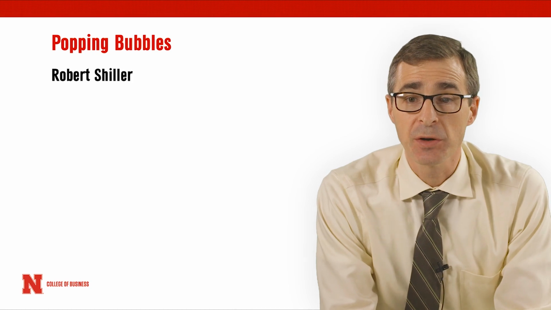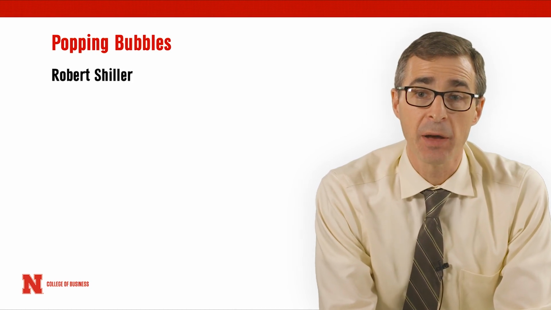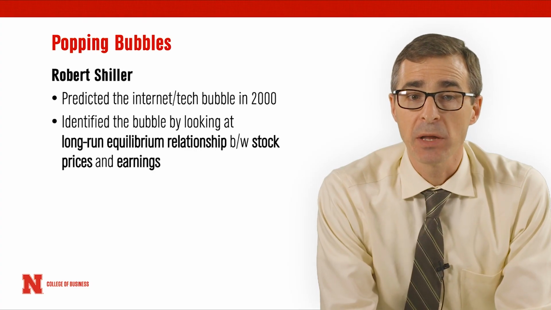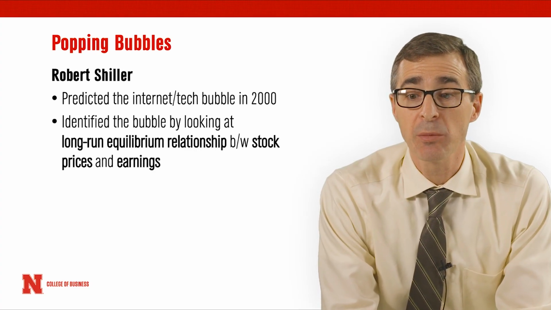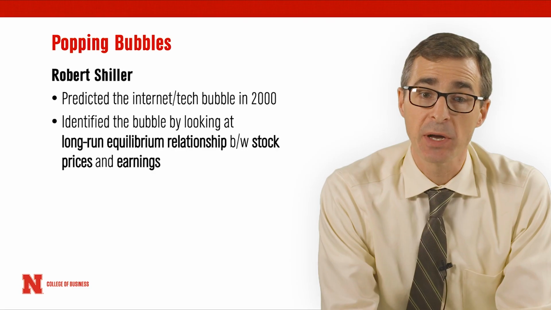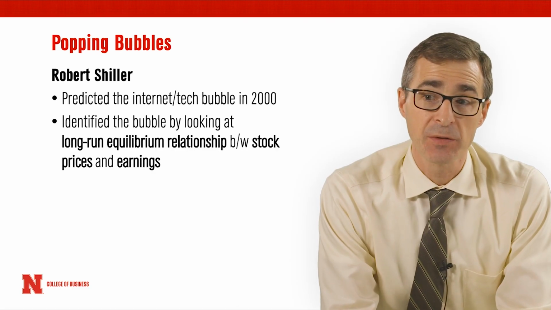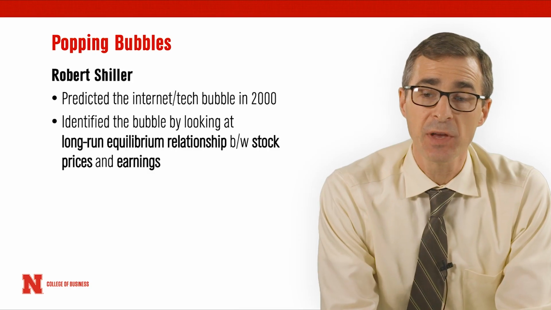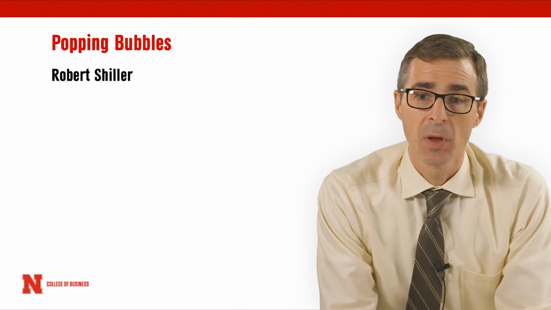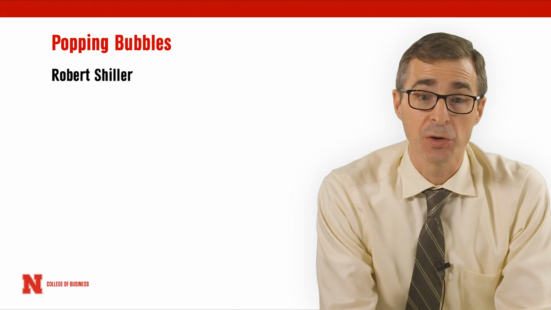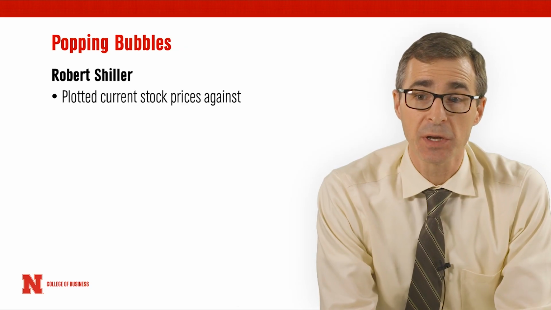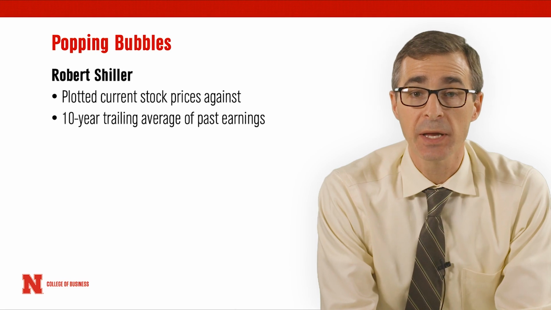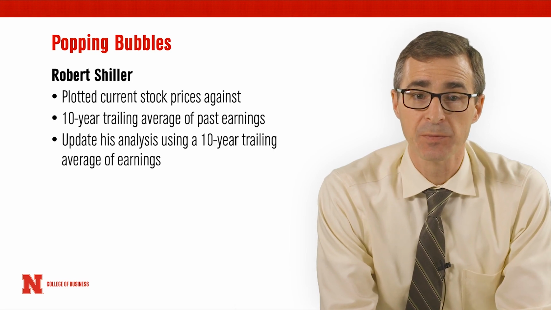Now, Professor Shiller also predicted the tech and internet bubble in 2000, and in that case he identified the bubble by looking at the long-run equilibrium relationship between stock prices and earnings or profits. Shiller argued that if prices are rational, they should equal the discounted flow of future earnings. Obviously, we can't observe future earnings, so what Professor Shiller did was he plotted the current stock price against a 10-year trailing average of past earnings.